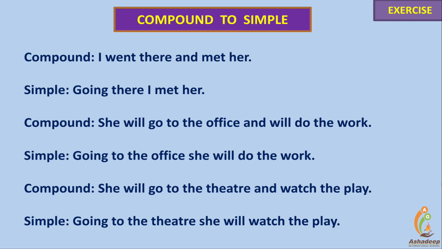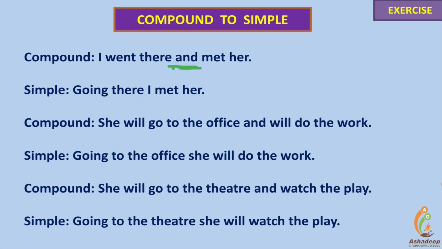Here is a sentence before us. I went there and met her. Two clauses: I went there and I met her. Both have a subject. Second, both have a finite verb, went and met. The two clauses are independent. I went there, it can create a sense. I met her, it also creates a sense. Secondly, they are connected with the coordinating conjunction and.